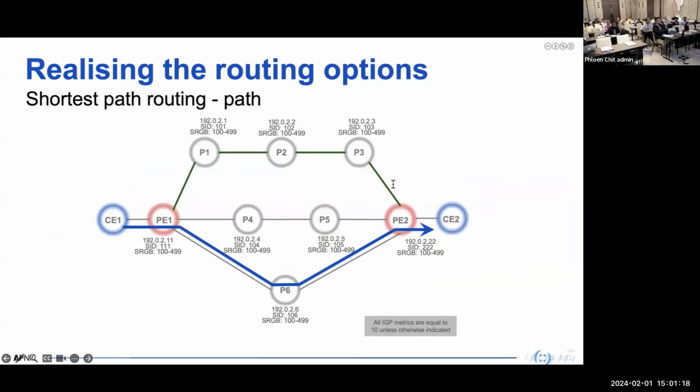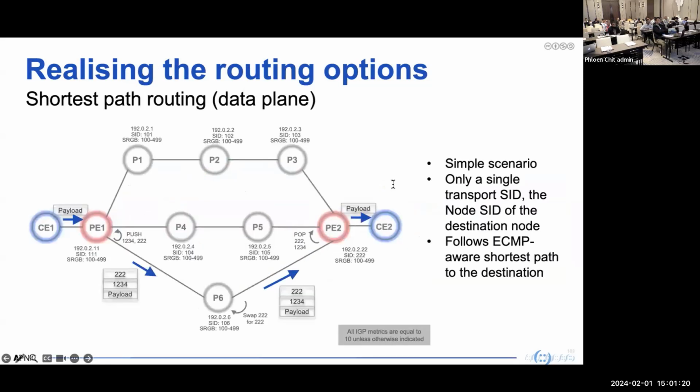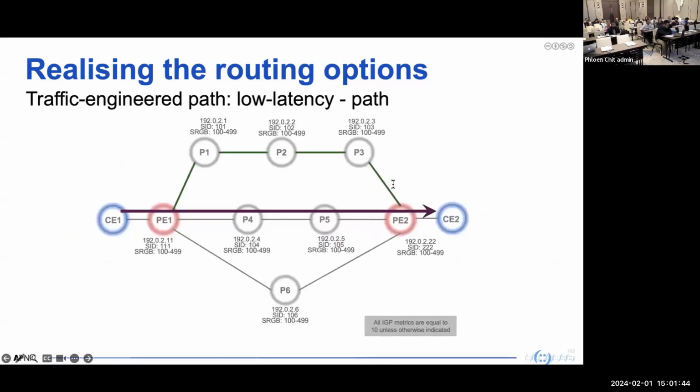Okay, let's examine each of the paths. The blue path is the IGP shortest path. This scenario is simple. Only a single transport level, which is the node SID of PE2, will be needed for establishing this LSP. Then the traffic will follow the ECMP-aware shortest path to the destination. This is quite simple. It is like the use case one that we did. It is the shortest path. The purple one is the traffic engineering low latency path. Although it traverses more intermediate nodes than the shortest path, its overall latency is lower than the shortest path. Let's believe it is like this because the diagram is saying so.